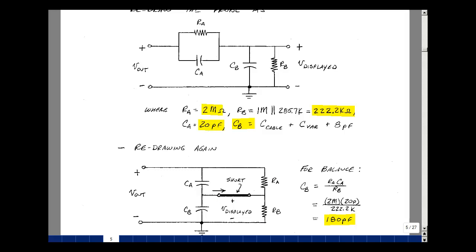What that implies then is that C sub B is equal to R sub A times C sub A divided by R sub B, that's shown over here. R sub A was 2 megohms, C sub A was 20 picofarads, and R sub B was 222.2K. That gives me a value C sub B needing to be equal to 180 picofarads. So we can obtain that with results we have here. The cable would be 3 feet, 30 picofarads, and so we can subtract that off of the total we need to have, and we can adjust that variable capacitor.